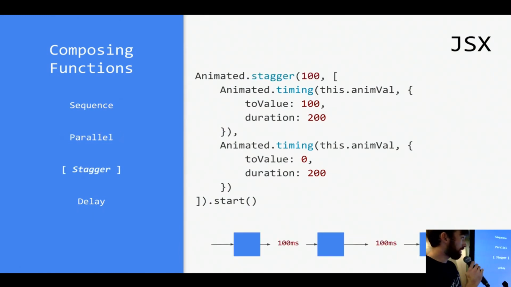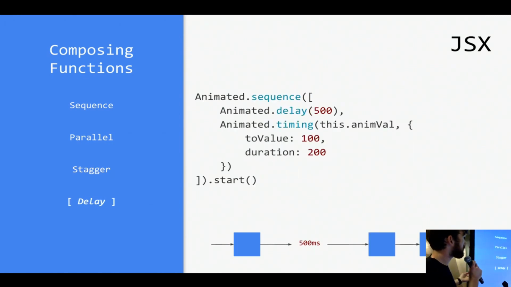And then a little more complicated, we have Animated.stagger. I just saw this in the docs the other day, actually, so I feel like they snuck it in recently, but this basically puts a delay in, as the first parameter, in between the functions. So it'll wait 100 milliseconds before starting off each function in the array. So it's going to do an animated timing for 200 milliseconds, wait 100 milliseconds, and then start the second one for, again, 200 milliseconds. I have a cool little demo at the end showing how you can do this with a bunch of things and make some cool stuff.